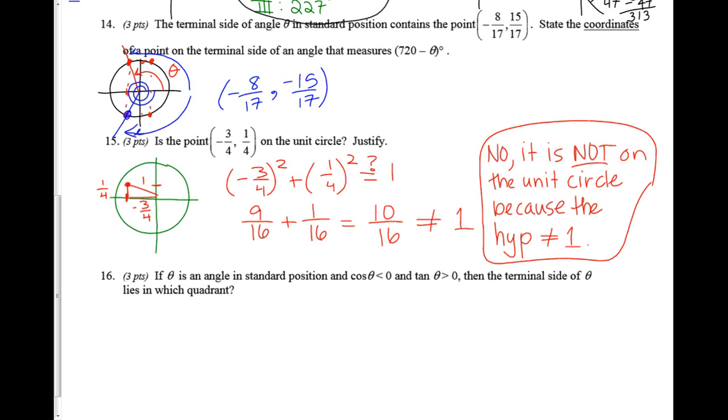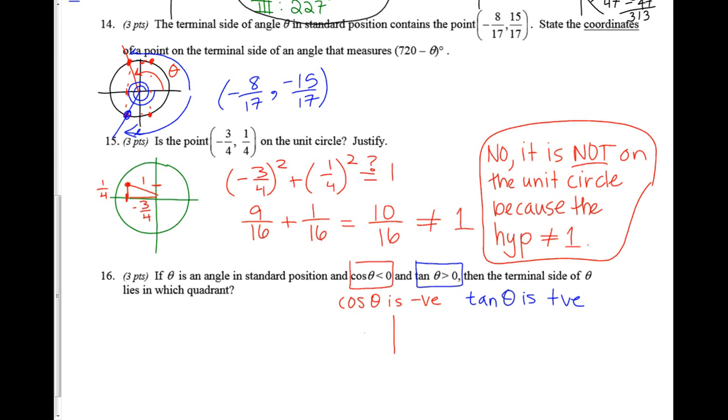All right, number 16. If theta is an angle in standard position and the cosine of theta is less than 0, what does that mean? That means the cosine of theta is negative. Also, we have the tangent of theta is greater than 0. What does that mean? That means the tangent of theta is positive. So it says, then the terminal side of theta lies in which quadrant?